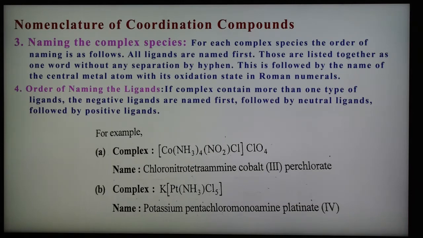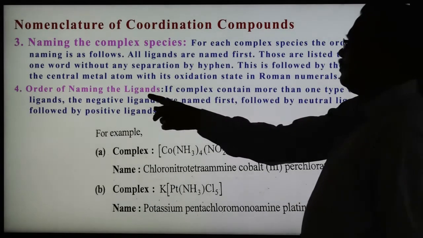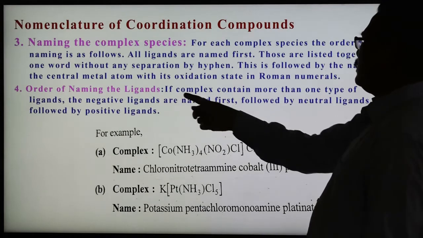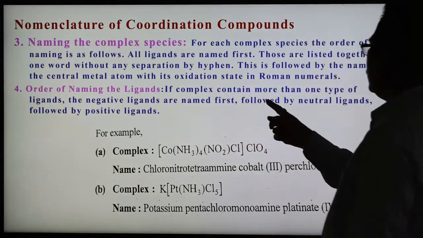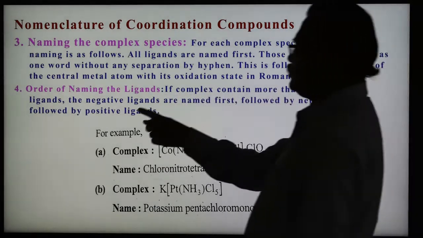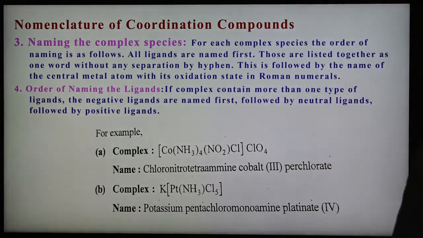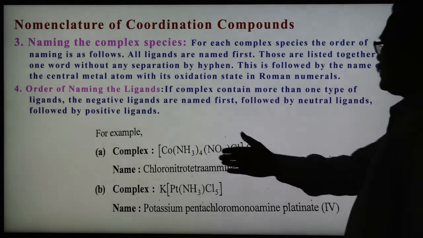So remember this sequence of naming the ligand. This is the order of naming the ligand: negative ligand first, then followed by neutral, and after that positive ligand. Generally positive ligands are very rare, and very few are there. Mostly the ligands are negative or neutral. So here are some examples.